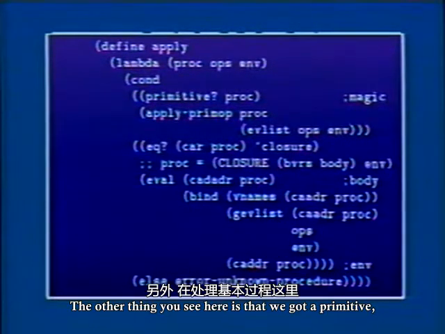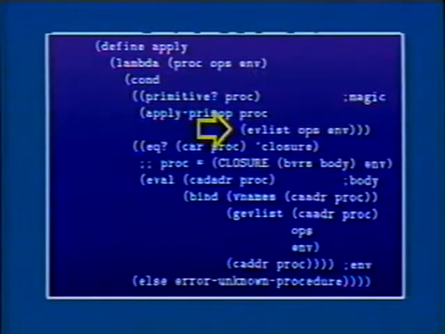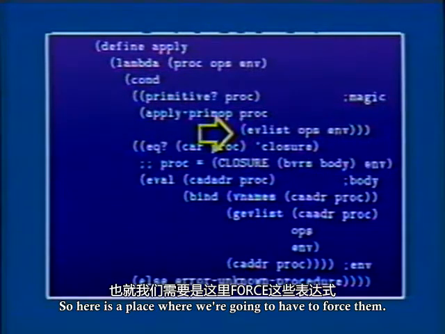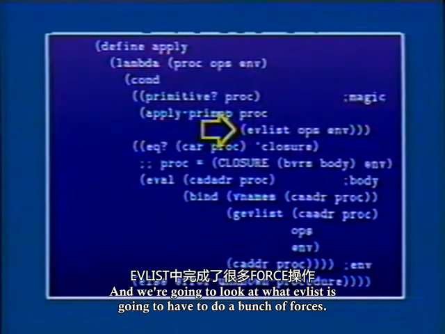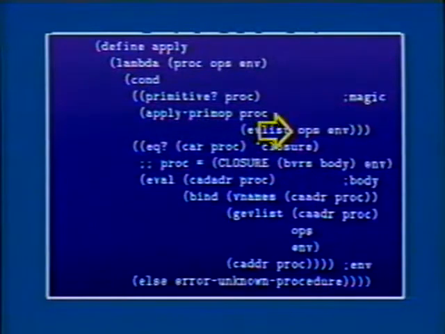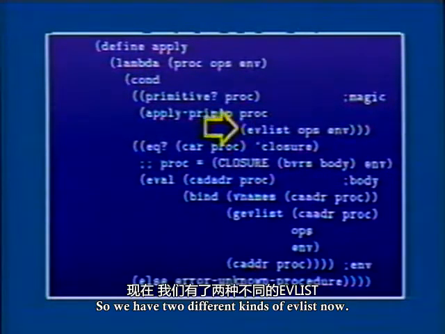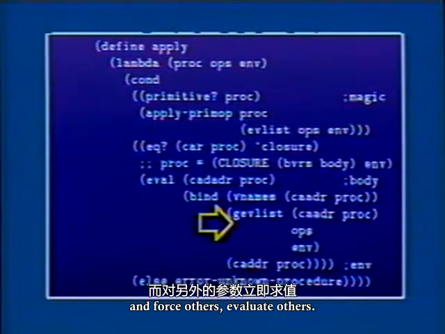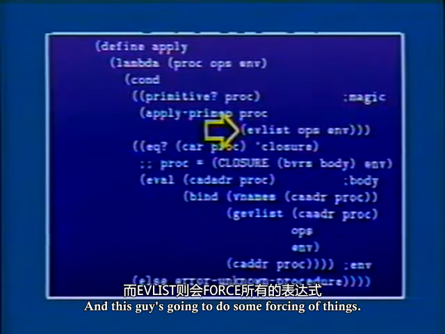The other thing you see here is that when you have a primitive like plus, it had better get at the real operands. So here's a place where we're going to have to force them. And we're going to look at what evlist is going to have to do, a bunch of forces. So we have two different kinds of evlist now. We have evlist and gevlist. Gevlist is going to wrap delays around some things and force others, or evaluate others. And this guy is going to do some forcing of things.